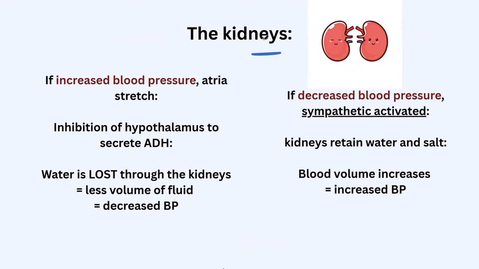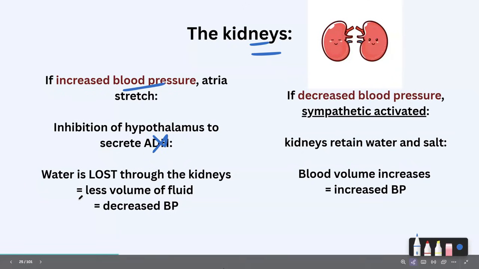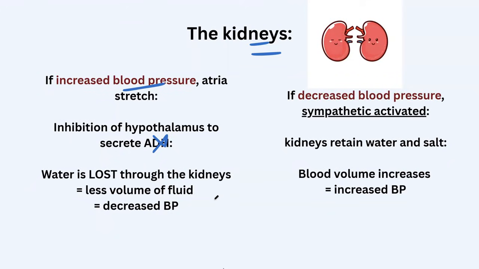Again, the kidneys. If increased blood pressure, atria stretch. Now, we said that if the atria stretch, they're going to activate the sympathetics and inhibit parasympathetics. Apart from that, there's also going to be an influence on the kidneys, okay? Because when you have increased blood pressure, the hypothalamus is inhibited. It will not secrete ADH, okay? So ADH is not secreted. That means that water is lost through the kidneys. So you have less volume of fluid, which decreases the BP, okay?